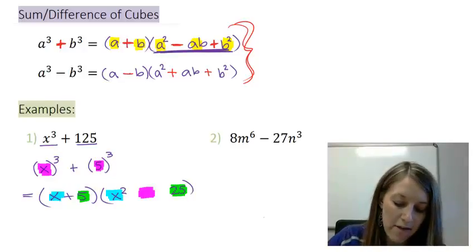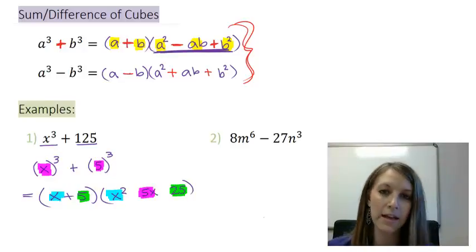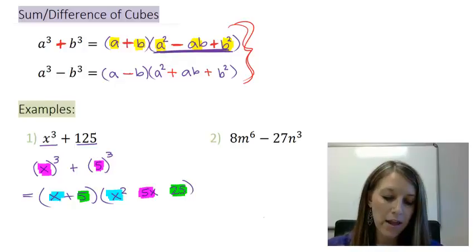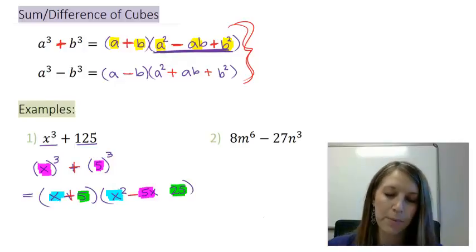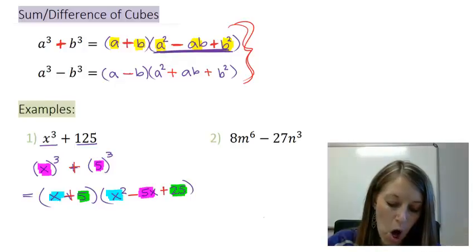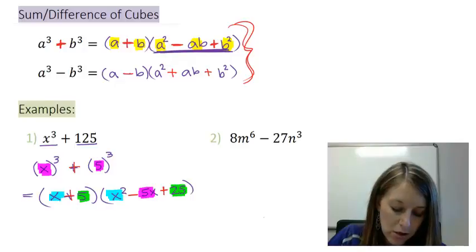X times 5, or the simplest way of writing that is 5x. Now I only have to worry about my signs. So if my middle sign's addition, then this should be addition, and this sign will always be opposite. So that's going to be subtraction, and this sign back here will always be addition. So I have my final answer.